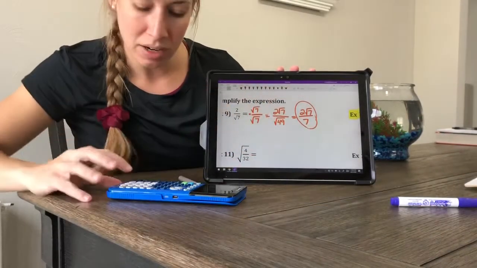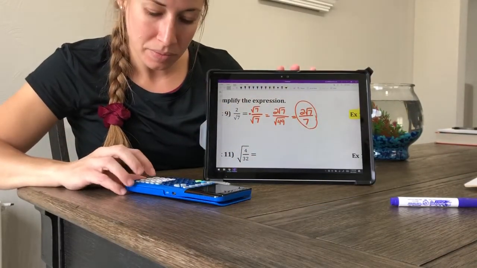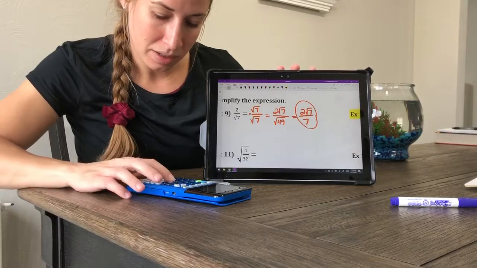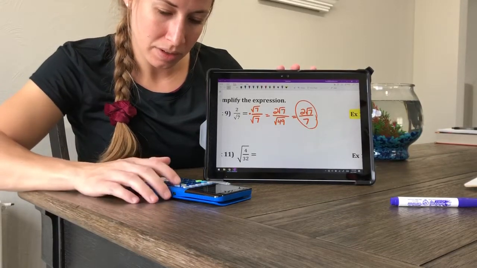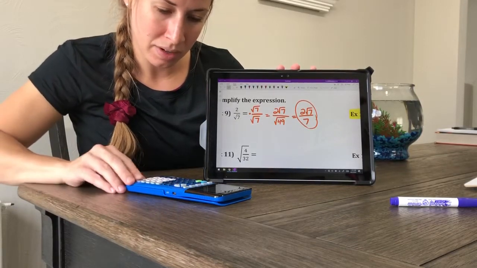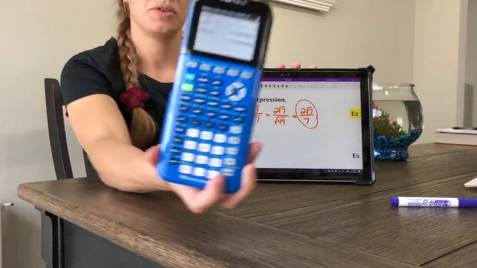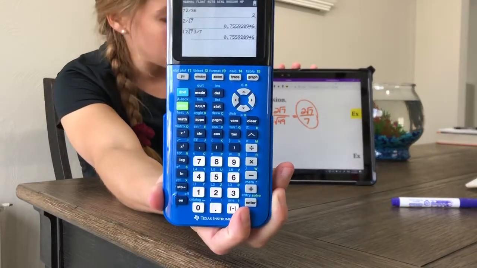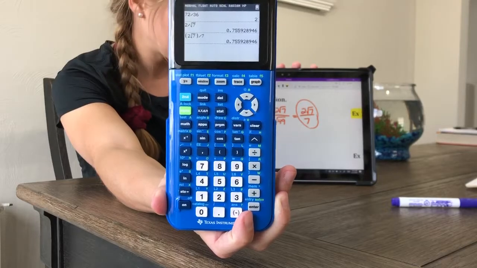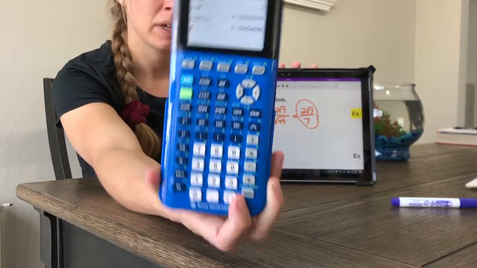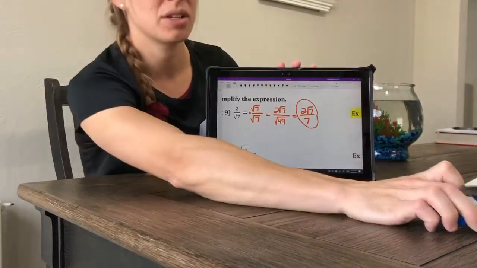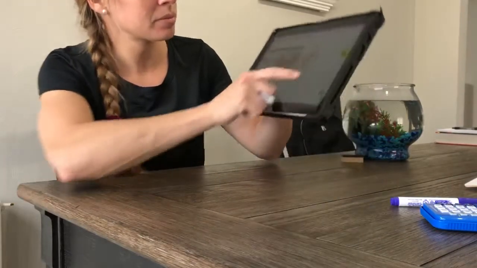So here we had 2 radical 7 divided by 7. And if you type that in, 2 radical 7 divided by 7, you get that same decimal answer that we started with, 2 divided by radical 7. Okay, so you should still get the same decimal answer. That's one way to check your work.